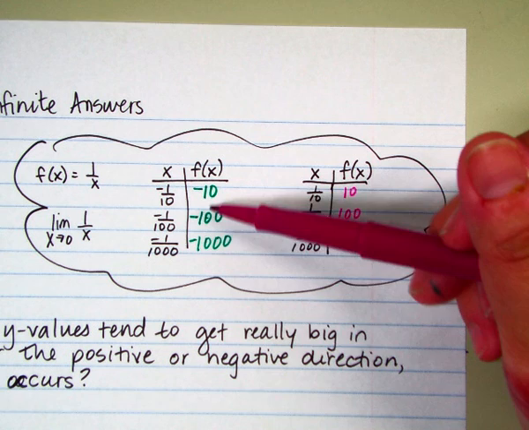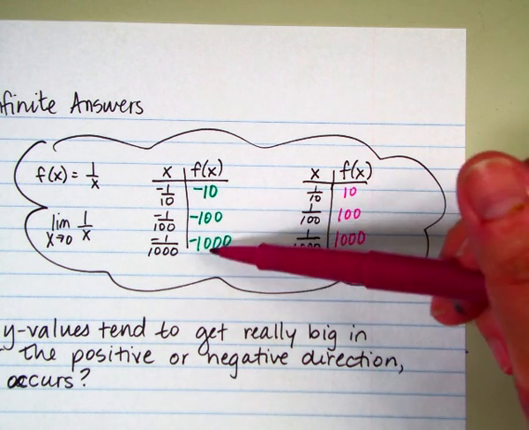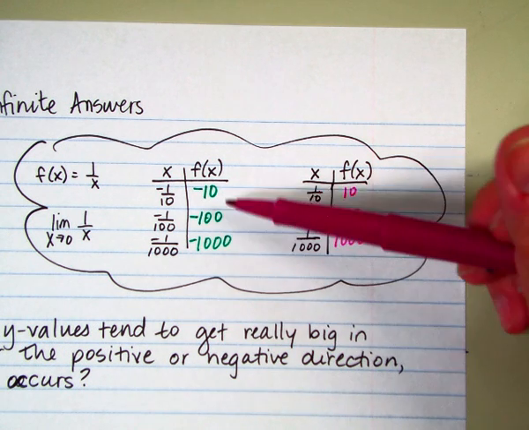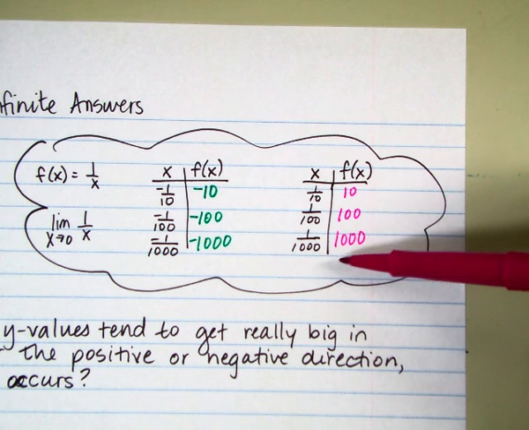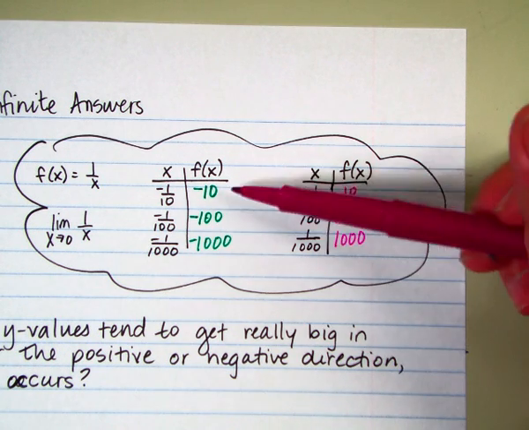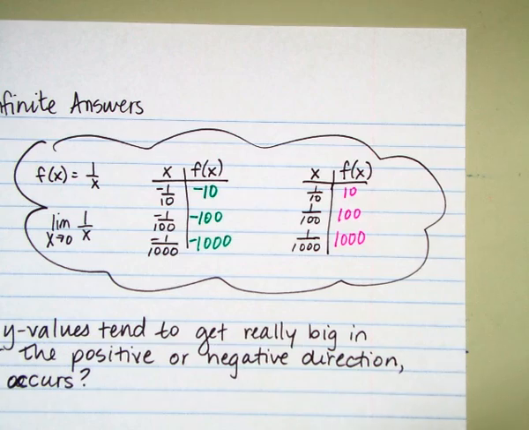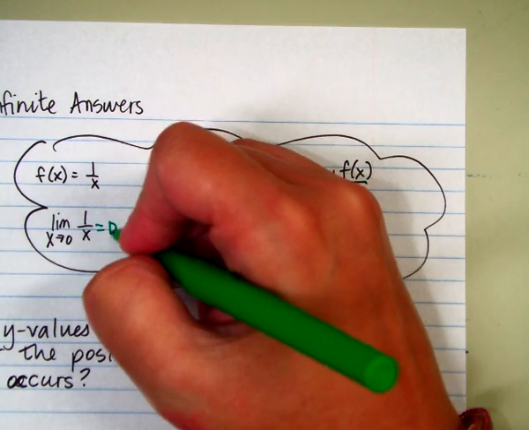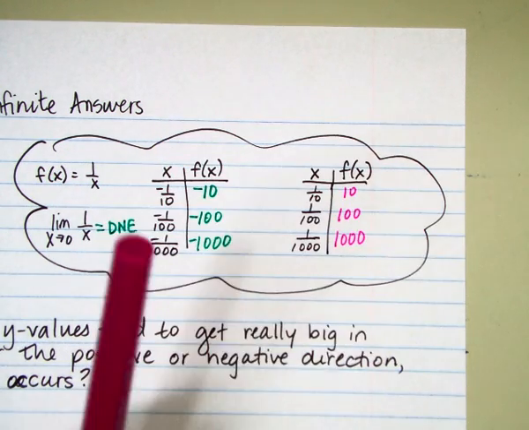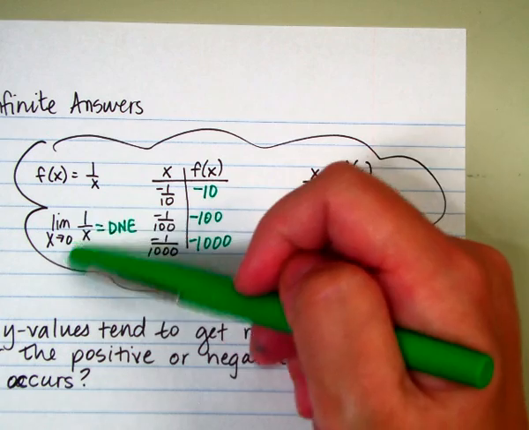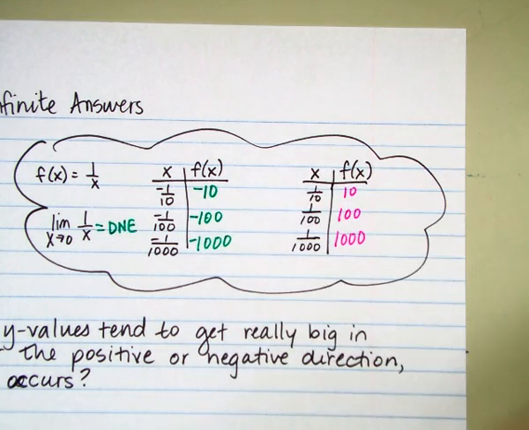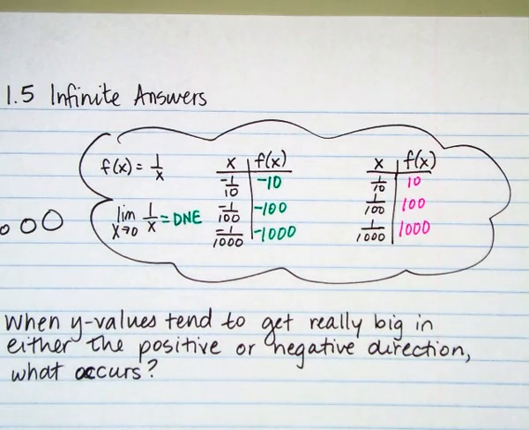Okay, and so of course I have this disagreement between the positive answers and the negative answers over here, and the fact that they disagree leads me to write does not exist for this limit. So you can analyze rational functions such as this via tables, but hopefully by the end of this talk we'll see why you wouldn't want to do that.